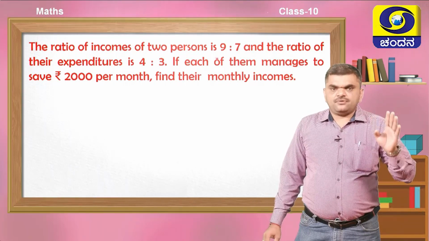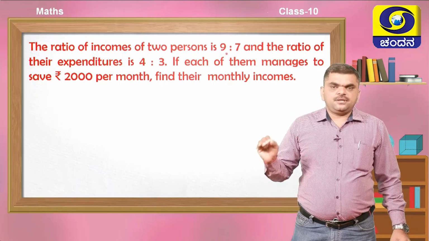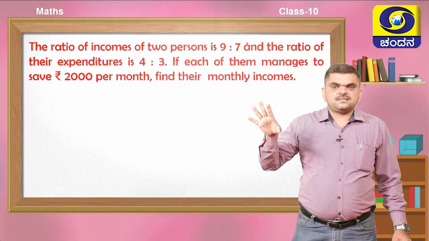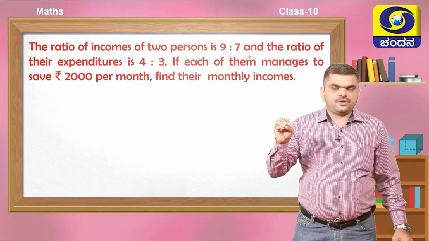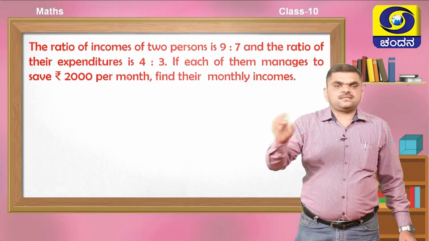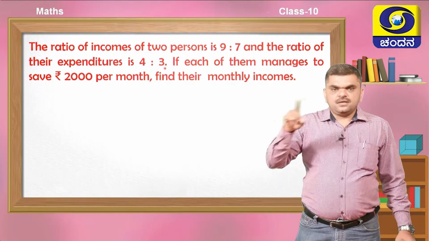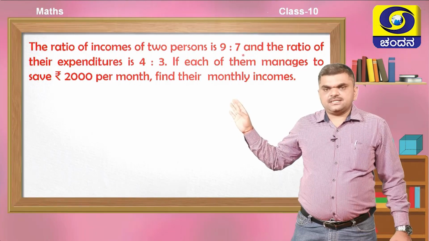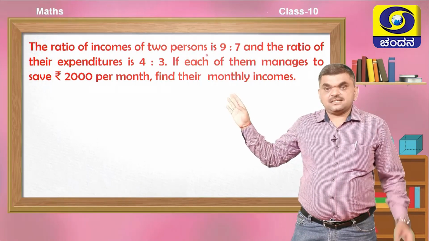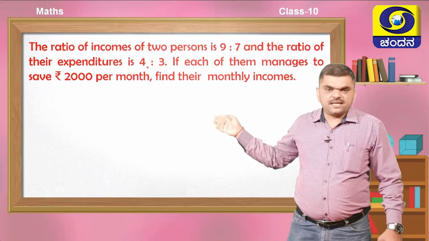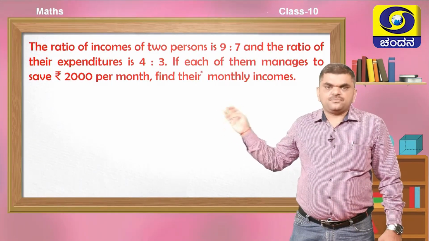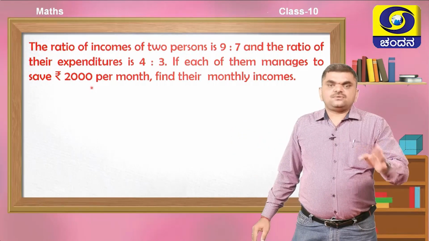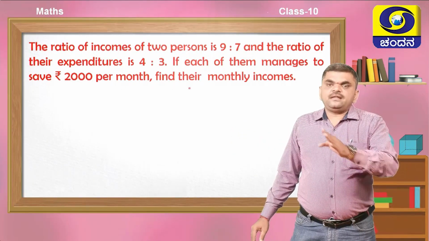Observe, children, observe carefully, because in this elimination method, or in this chapter, the writing of equations is very important. If you write equations properly, then you get the solution exactly. So, here observe: the ratio of income of two persons is 9:7, and the ratio of their expenditure is 4:3. If each one of them manages to save rupees 2000 per month, find their monthly income.